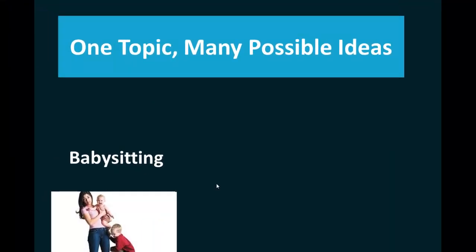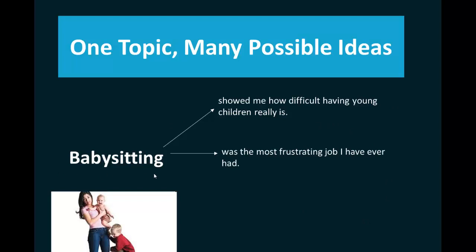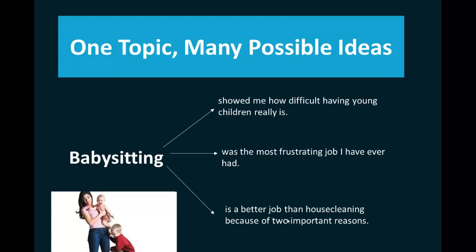Let's look at the example topic of babysitting. Babysitting is our topic. Here's one controlling idea: babysitting showed me how difficult having young children really is. Babysitting was the most frustrating job I've ever had. Or, babysitting is a better job than house cleaning because of two important reasons. Even though all of these statements have the same topic, they have different controlling ideas. Different controlling ideas lead to different essay types. For example, this last one, babysitting is a better job than house cleaning, would be for a comparison and contrast essay, while these would be more expository essays.